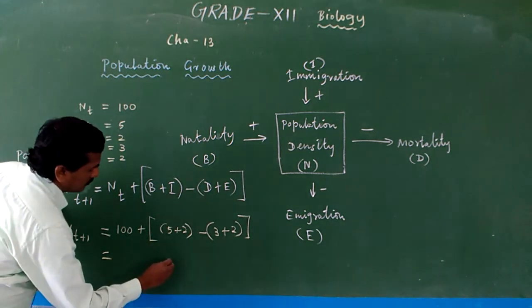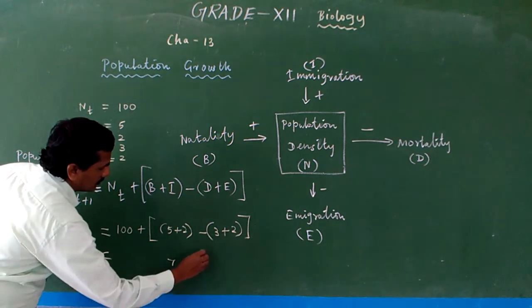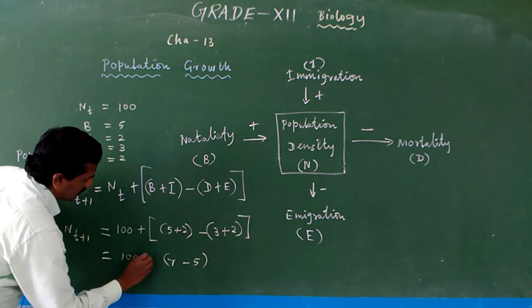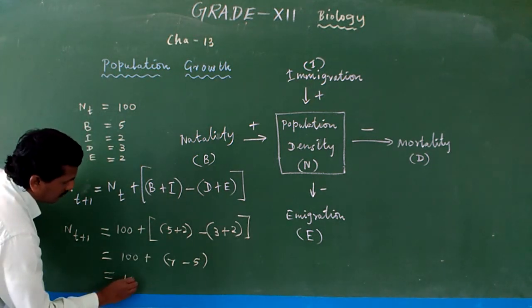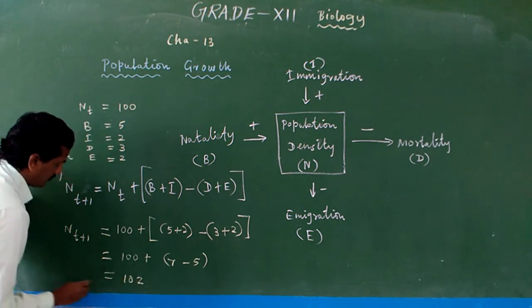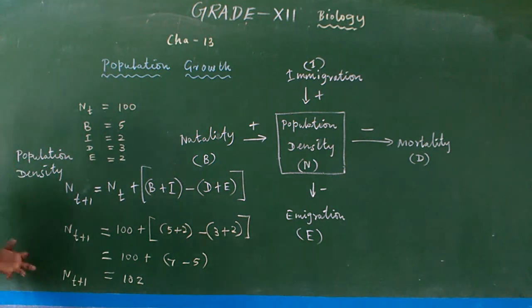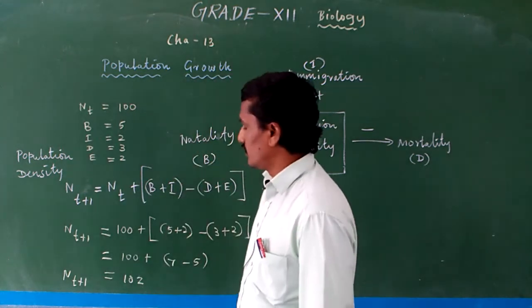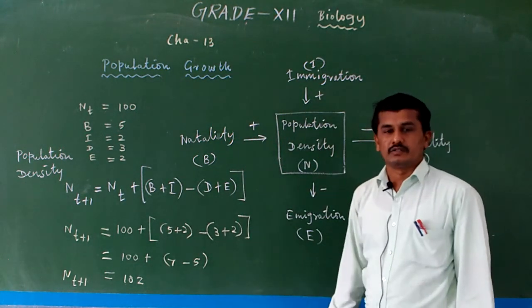Then 5 plus 2 is 7, minus 3 plus 2 is 5. 100 is the initial population, 7 minus 5, 2, so total 102. This is actually the population density of tigers in 1 year in a forest, 102. That is population density NT plus 1. It is a simple calculation only.